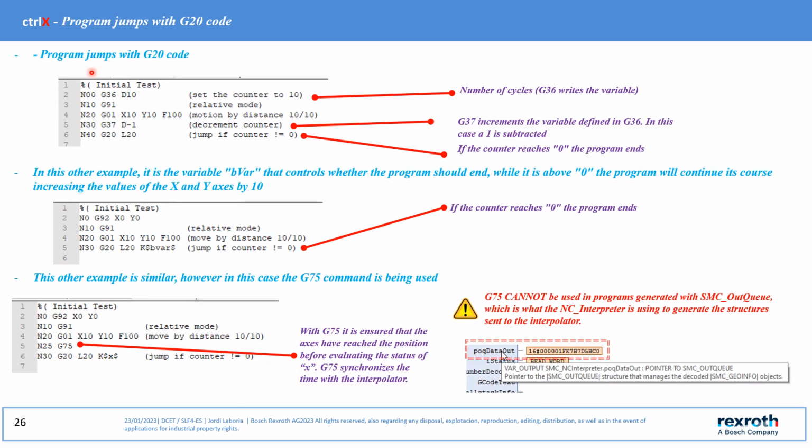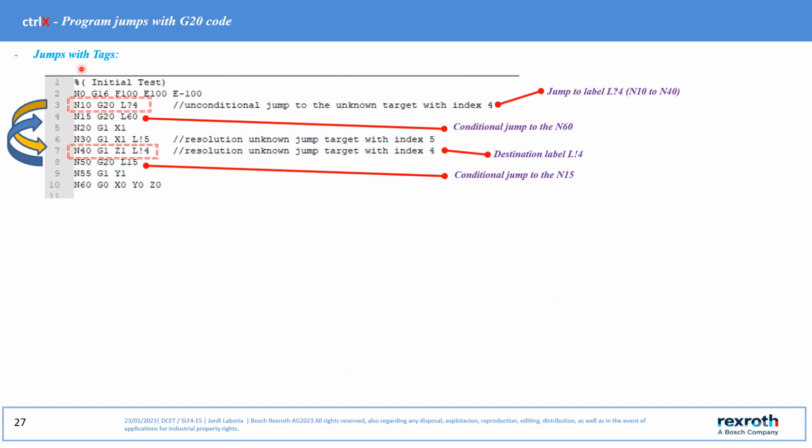Examples of jumps using G20. Example in cycle determined by the internal variable assigned in G36 with a value of 10. Example number 2. In this case, the program will end when the variable is 0. Another example using the G75 command, although this case cannot be used if the program is generated as SMC outQ, which is how it is being generated from the interpreter. Jumps generated with tags.